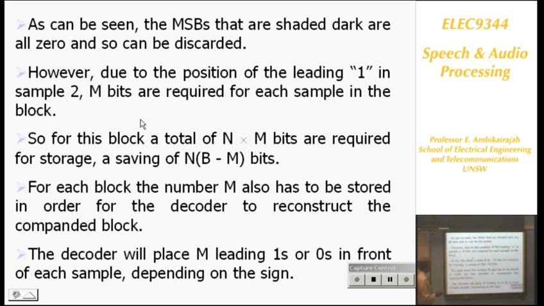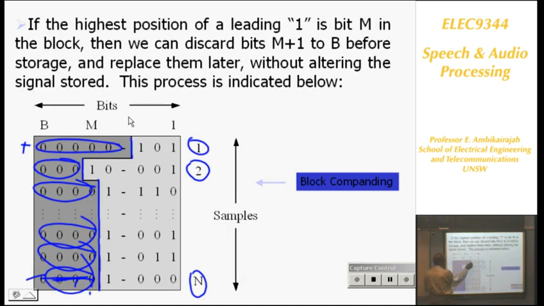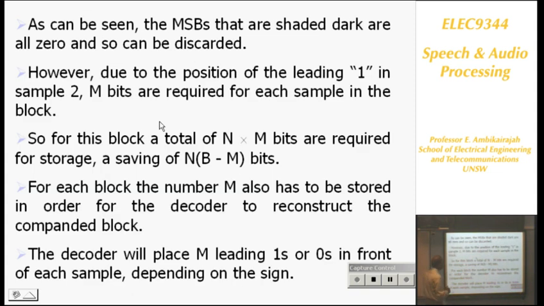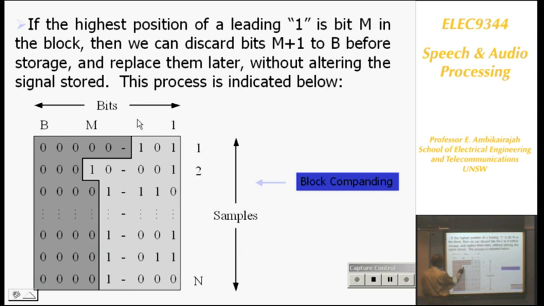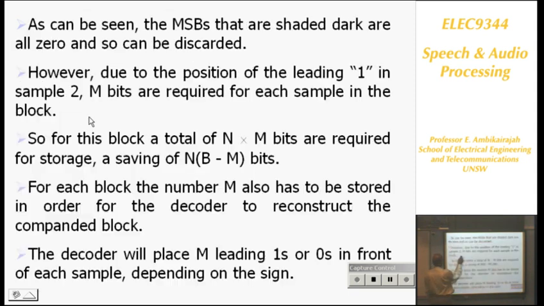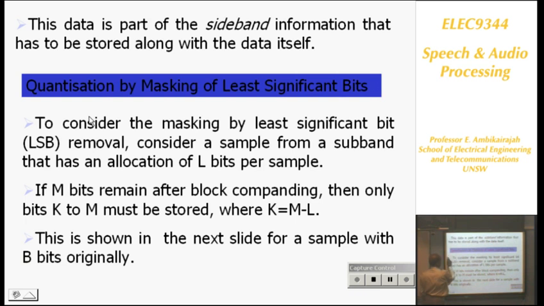As you can see, the most significant bits that are shaded dark are all zeros, so they can be discarded. All I'm saying is, these are all zeros, you can discard them. However, due to the position of the leading 1 in sample 2, M bits are required for each sample in the block. So for example, if you go back, if you've got a leading 1 here, hold on, what am I saying?